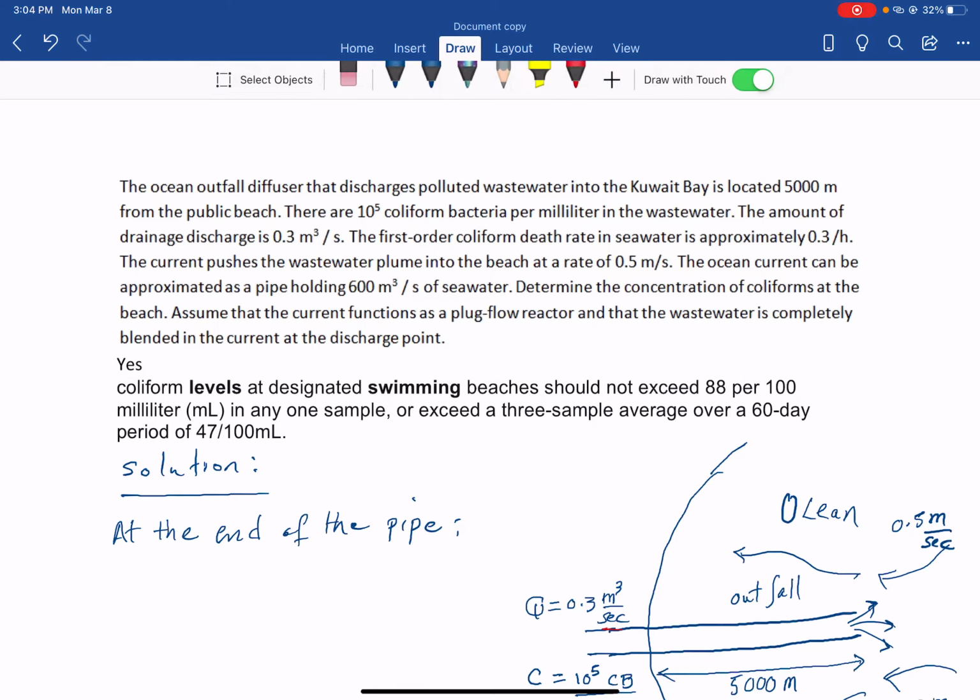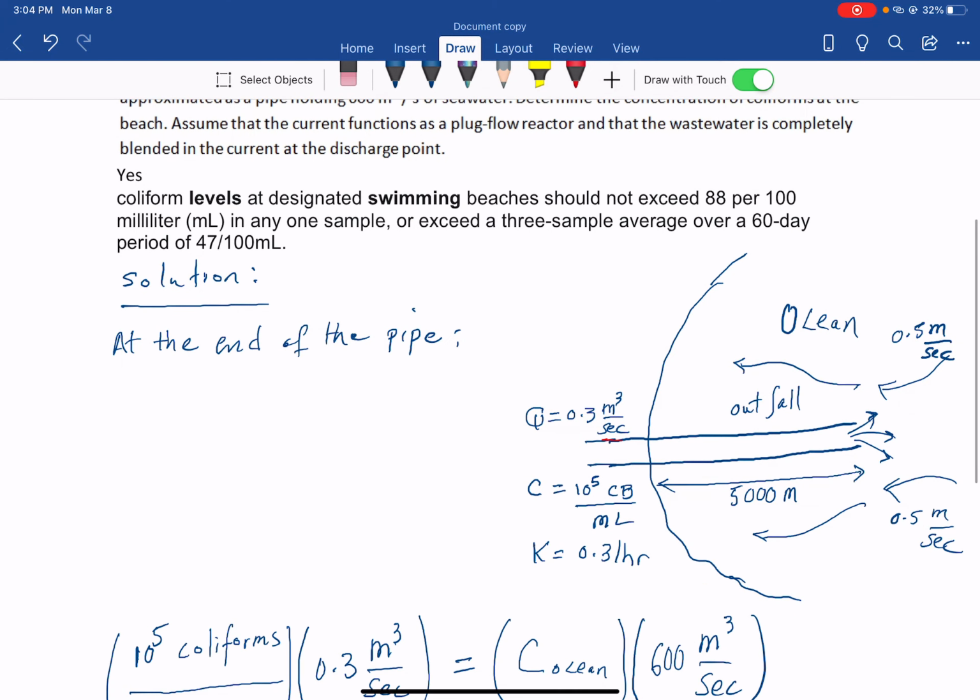The ocean outfall diffuser that discharges polluted wastewater into Kuwait Bay is located 5,000 meters from the public beach. So the pipe, or the outfall, is entering the Kuwait Bay and extends 5,000 meters inside Kuwait Bay.